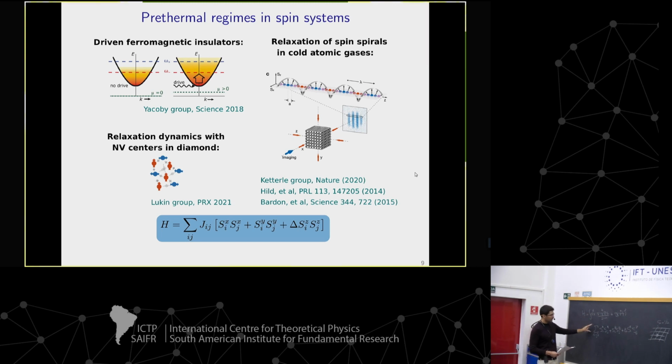There are analogies between spin models and bosonic models. Maybe we can analyze the two terms separately. So one can ask, what is this term doing? By the way, here I'm talking about the nearest neighbor interactions.